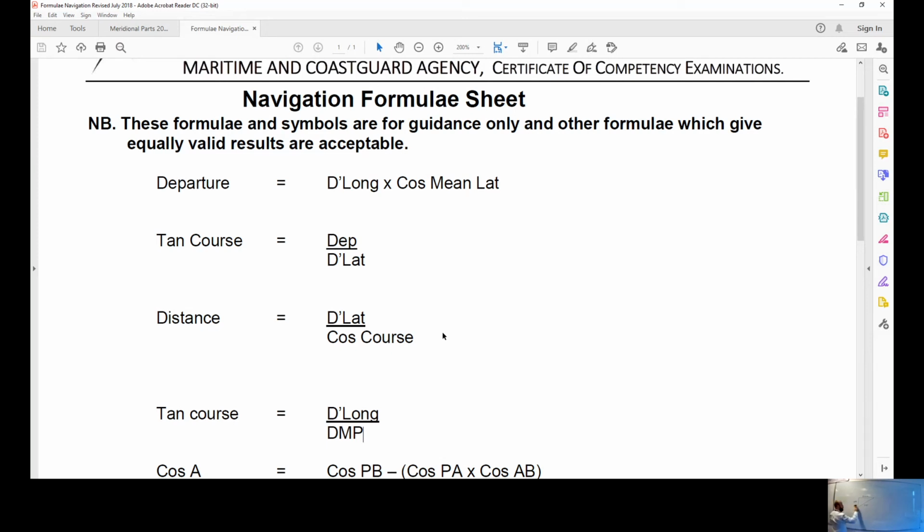Now, meridional parts, when you come on the proper course, not just revision, or if you have a look at your course notes that you've got from the college, we explain to you why meridional parts work. You don't need to know too much about why they work. You just need to know that they do.